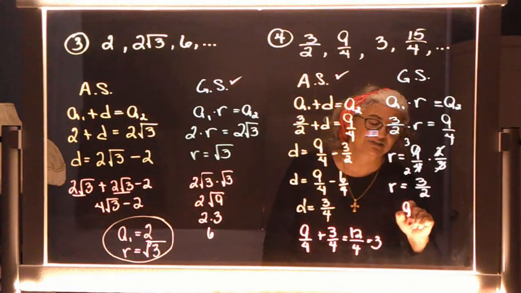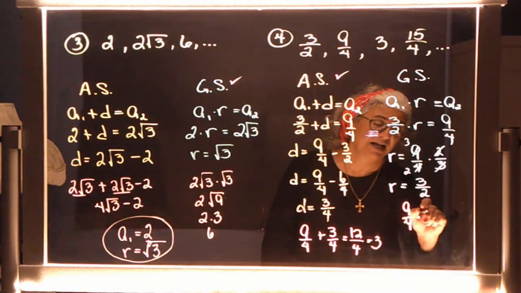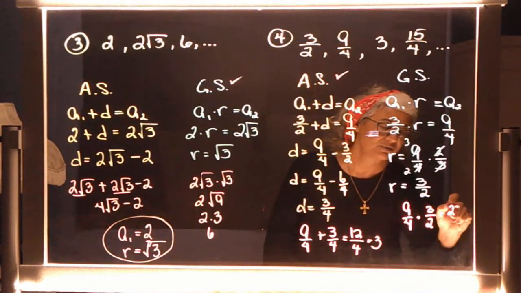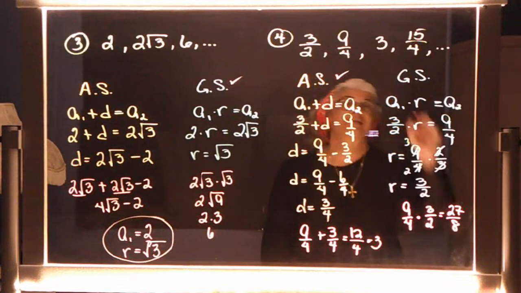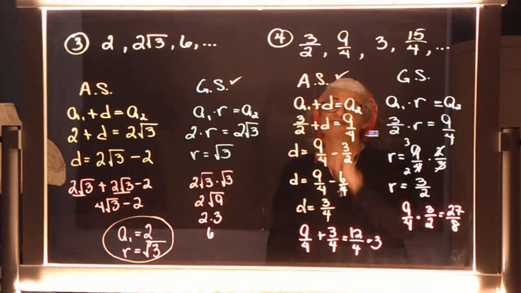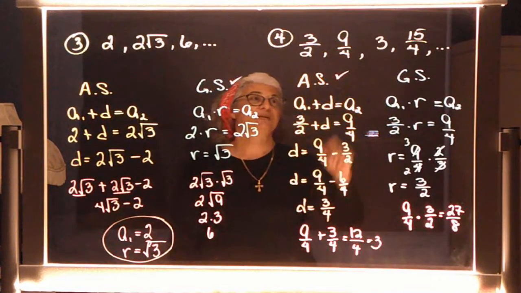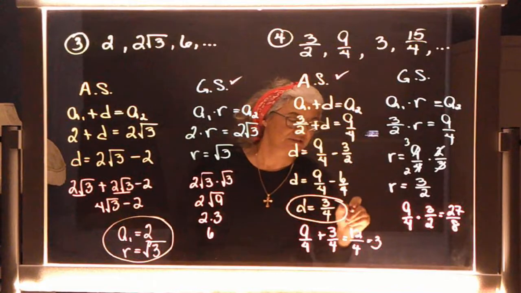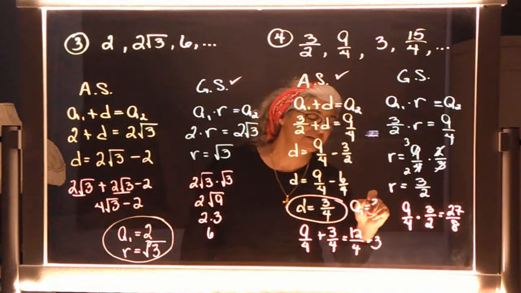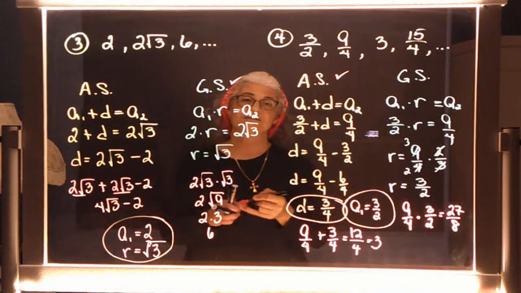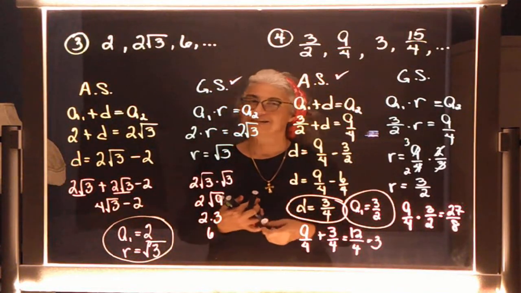If I take the second term of 9 over 4 and multiply by 3 over 2, what do we get? 27 over 8. Is that 3? Nope, it certainly is not. So this one is definitely an arithmetic sequence. And in this one, my common difference is 3/4, and my first term is 3 over 2. Got it? Cool. Got another one of these.